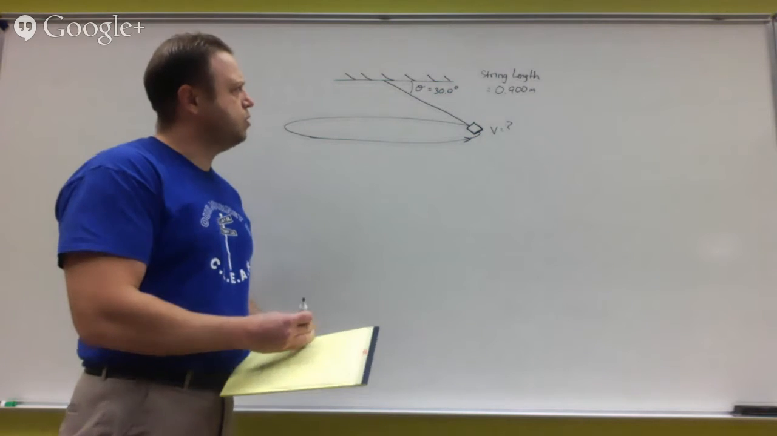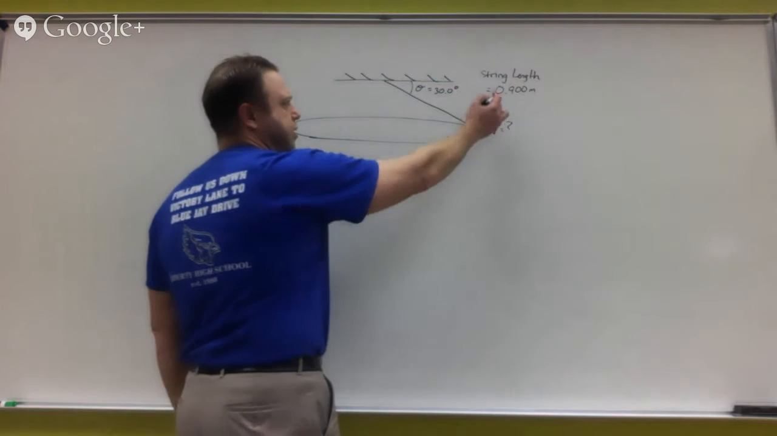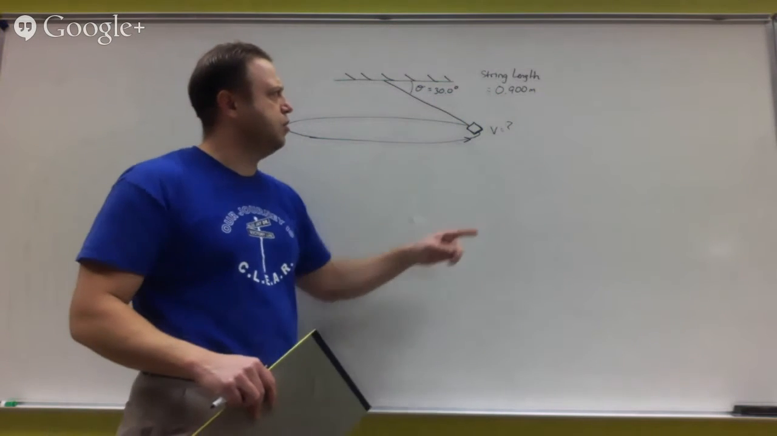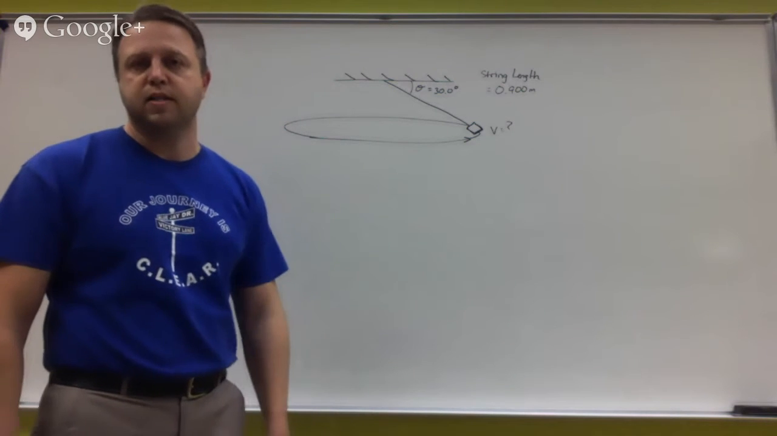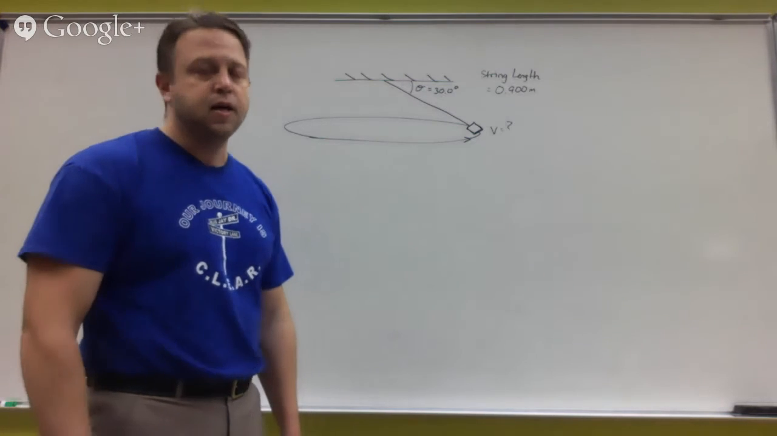Okay, so on our problem here, we've got a mass that's swinging around in a circle. We have a string length of 0.9 meters, and the angle is 30 degrees. And I want to know what the velocity of that object is, or the tangential speed of the object.